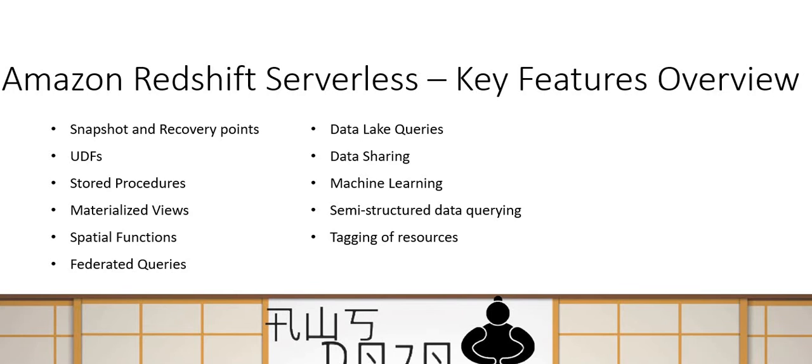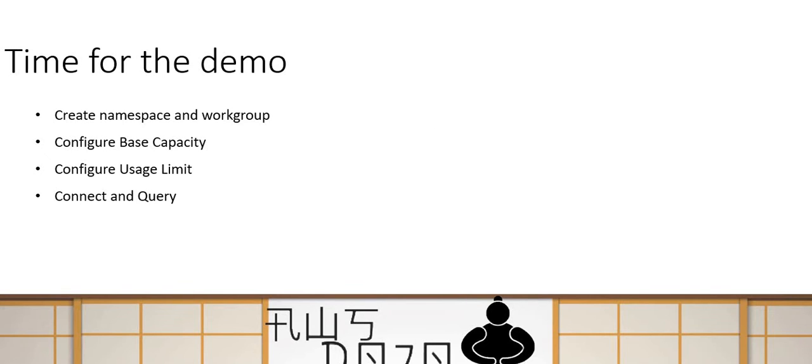Okay, so time for the demo. What I'm going to do is create a namespace and a workgroup. Then I will configure base capacity, and I will configure a usage limit. Then I will simply try to connect to the cluster, create some table, and run queries, just to show how it works. So nothing very special in the demo, but I want to give you an idea about how to launch a cluster and configure at least your base capacity and usage limit.